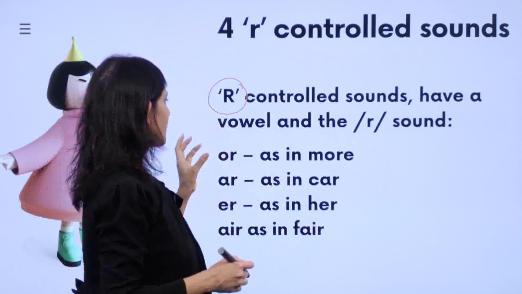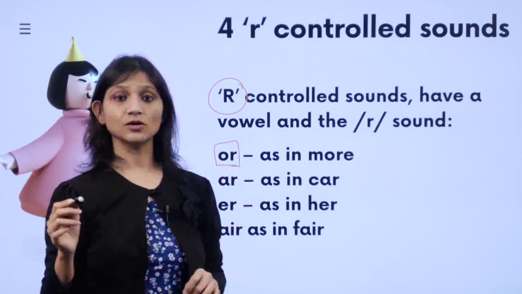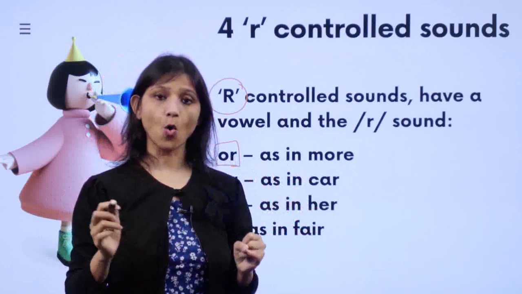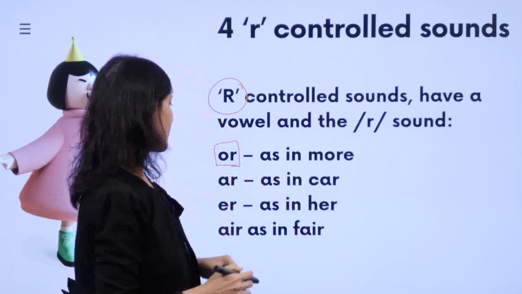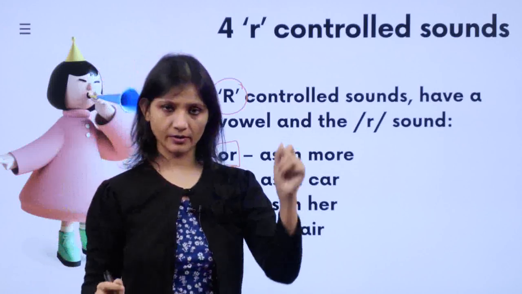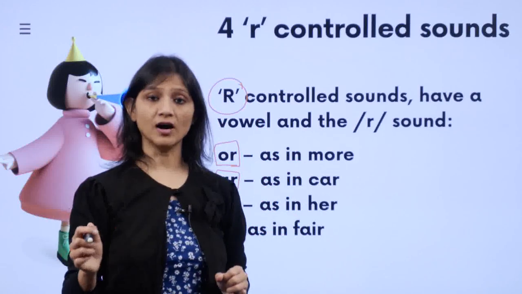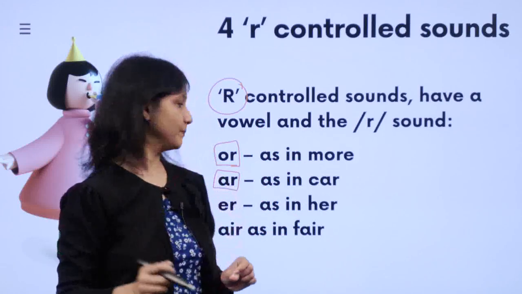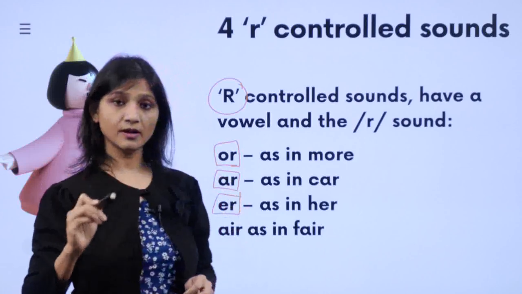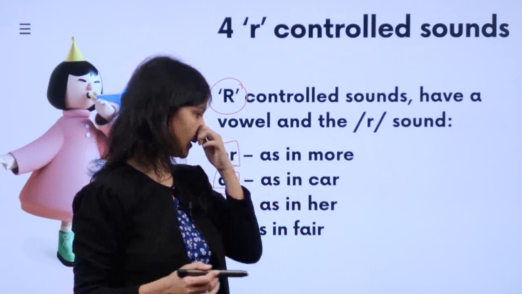Okay? Now, O-R, you see, with O, there is a letter called R, all right? More, we'll pronounce it as or, or, more. A-R, with A, there is the letter R. So, it's all R after all these letters that I'm going to give an example. Car, far, arm, okay? Then ER, with E, there is an R, we say her, her, all right?